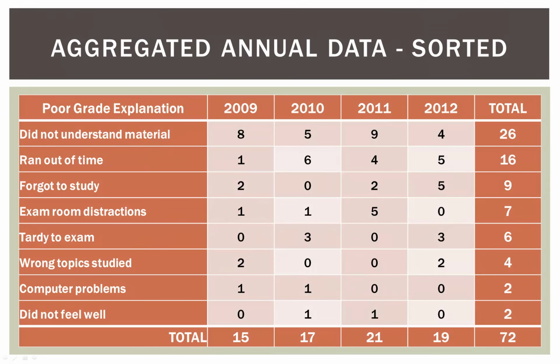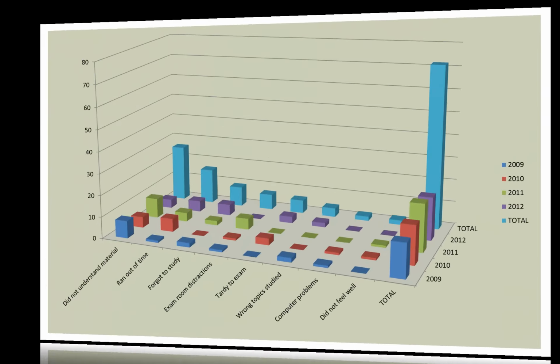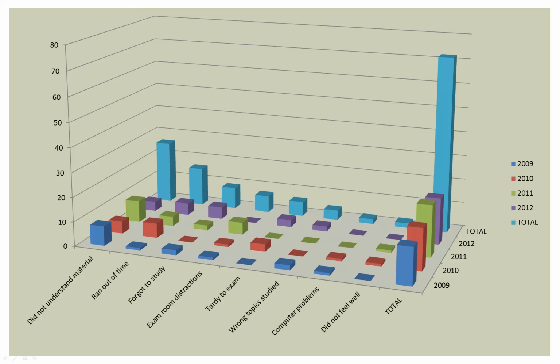So here is our chart of aggregated annual data sorted. And what I mean by that, if you look on the right hand side under total, we have 26, 16, and 9, etc. So our explanations are sorted in terms of their frequency. And here is our 3D chart of our sorted data. And again, this one is a little bit more helpful because as you can see, the higher frequencies are at the back left. And as we go towards the front right, they decrease.